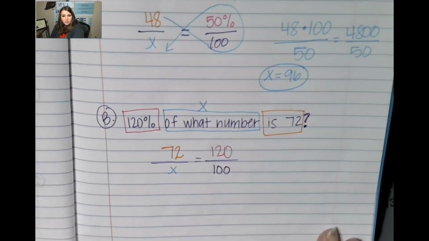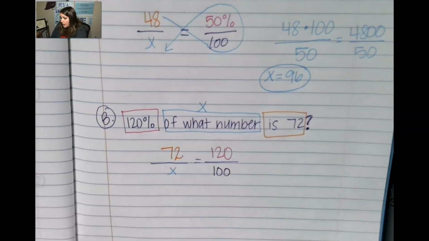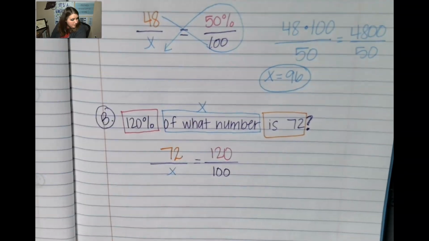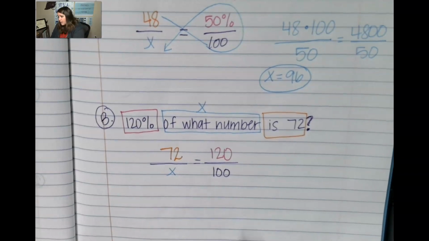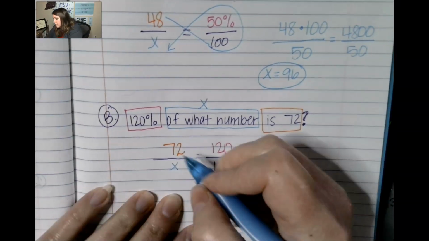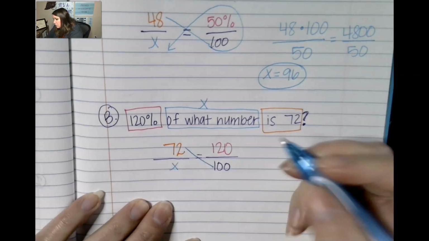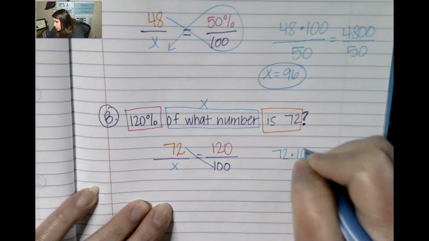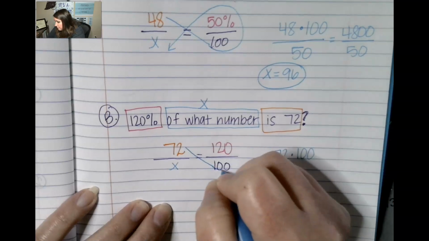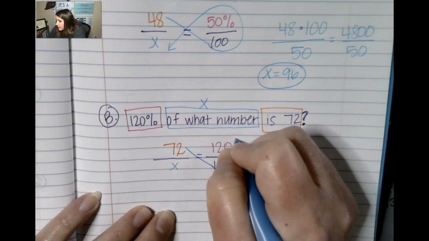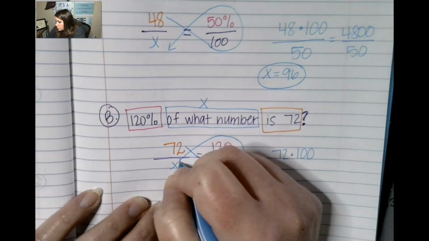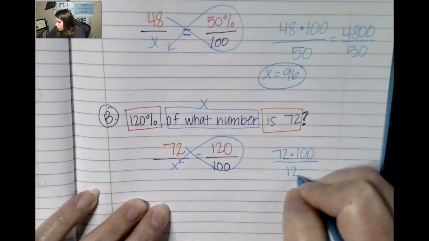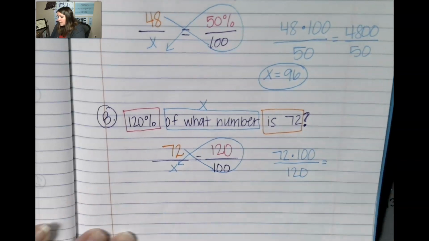So we've got to solve it. All right, look for what's across, and then we're going to multiply. So again, the things that are across are 72 and 100. So we're going to multiply those two this time, 72 times 100, because they're across from each other. And then we're going to divide by the last number, which is 120, to get X. Divided by 120, and that's going to give us X.